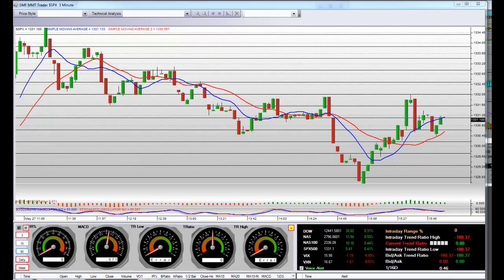So we're going to be watching what that opening bell will be like on a shorter time frame.